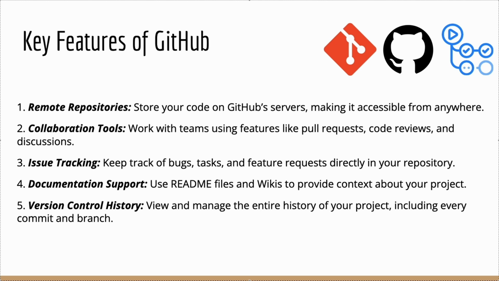Now, speaking of documentation, there is also documentation support in GitHub itself. You can use README files or wikis to provide context about the project, to provide how-to sections, anything like that. Useful documentation that users might need or which might help them use whatever is in that repository. And finally, version control history. You can view and manage the entire history of the project, including every commit and every branch.